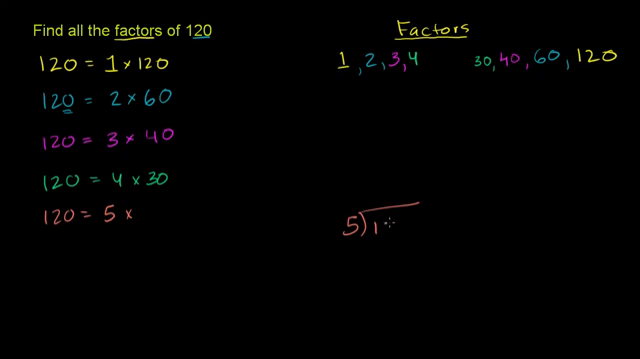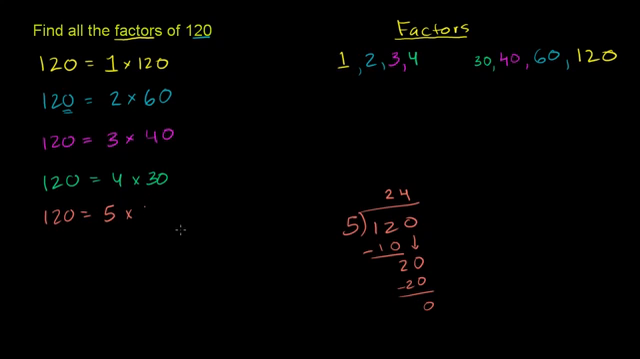So 5 goes into 120. It doesn't go into 1. It goes into 12 two times. 2 times 5 is 10. Subtract, you get 2. Bring down the 0. 5 goes into 20 four times. 4 times 5 is 20. And then you subtract, and you have no leftover, as we expect, because it should go in evenly. This number ends with a 0 or a 5.